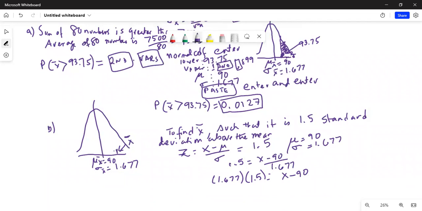1.677 times 1.5 is equal to 2.516, you might say, and that is equal to x minus 90. Then you add 90 on both sides, so x itself is equal to 92.516.